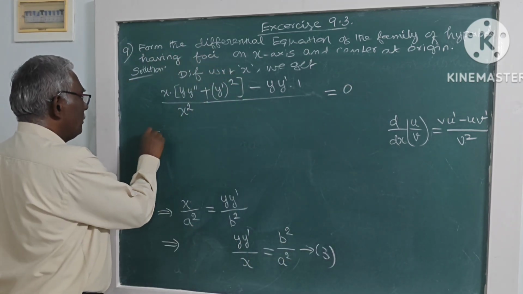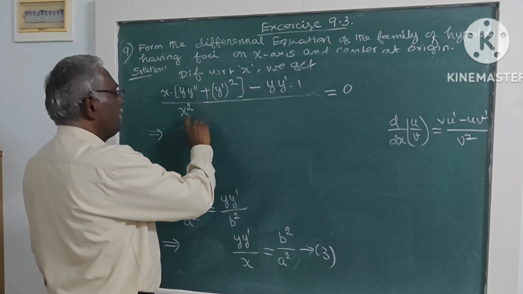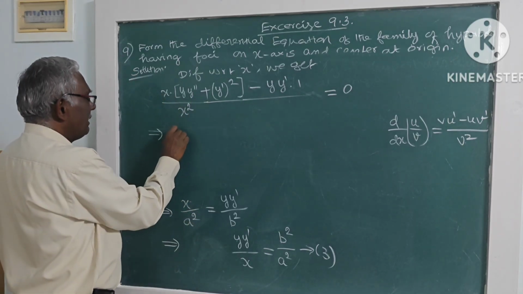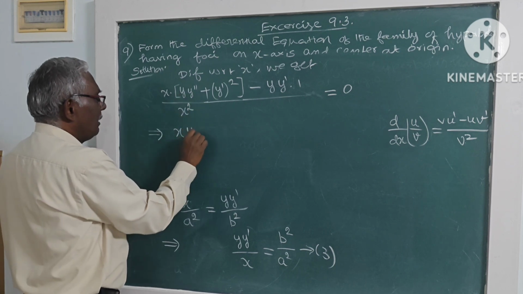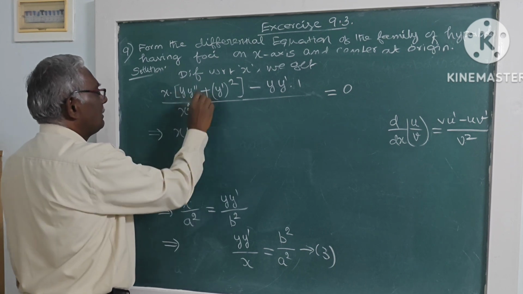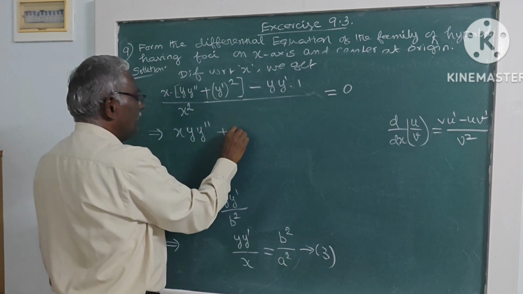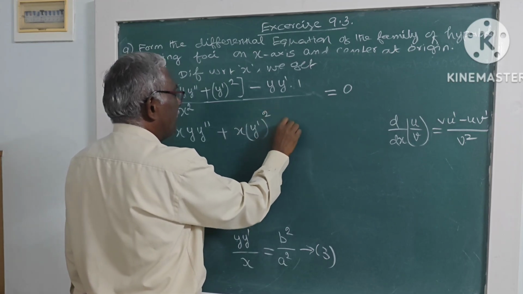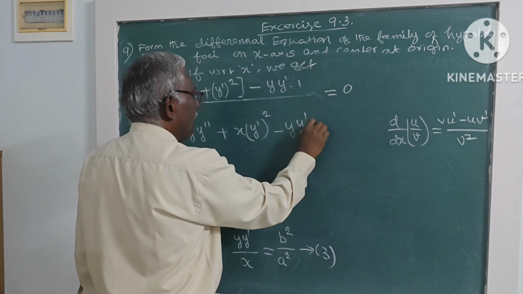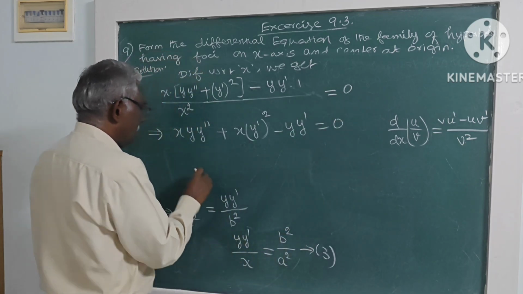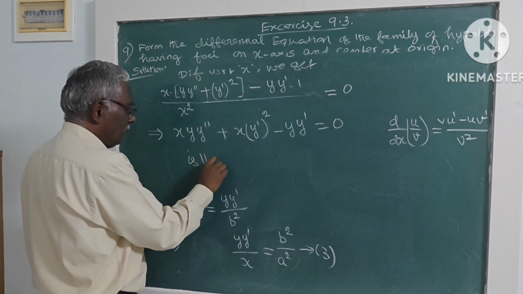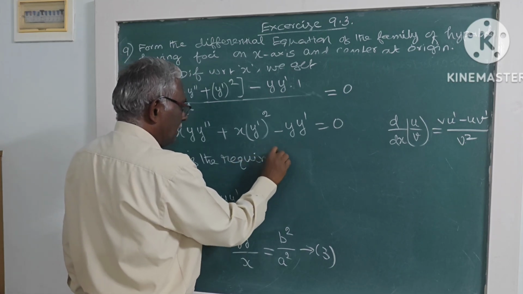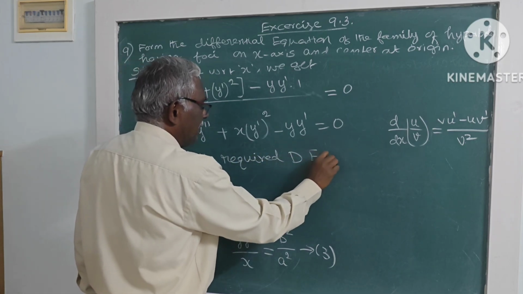So cross multiplying, x square into 0 is 0 only. So this will be x y double dash plus x y dash square minus y dash is equal to 0, is the required differential equation.